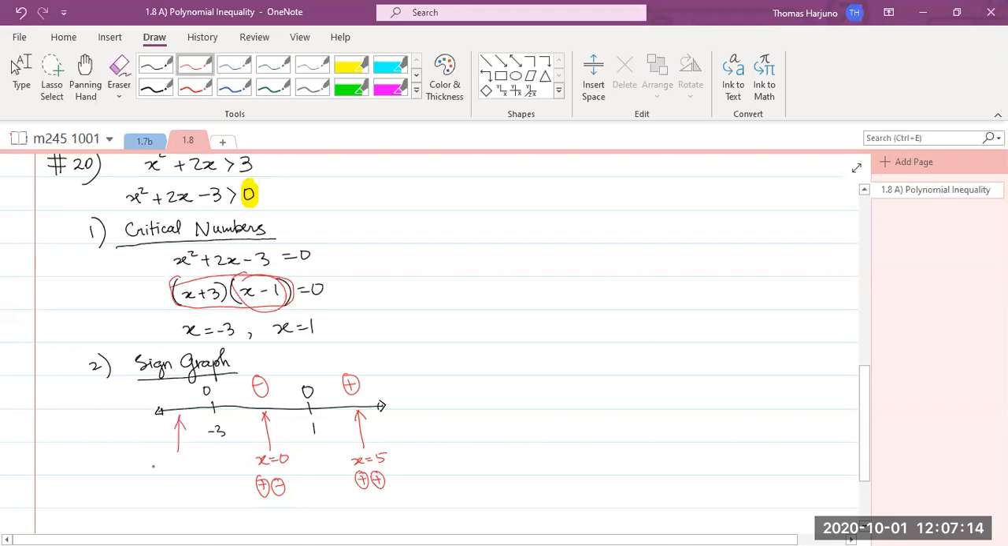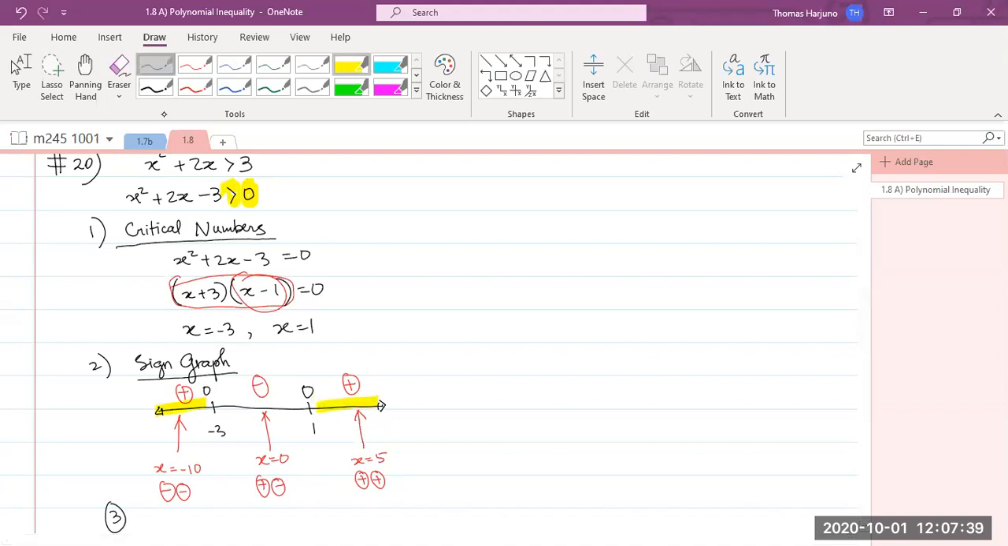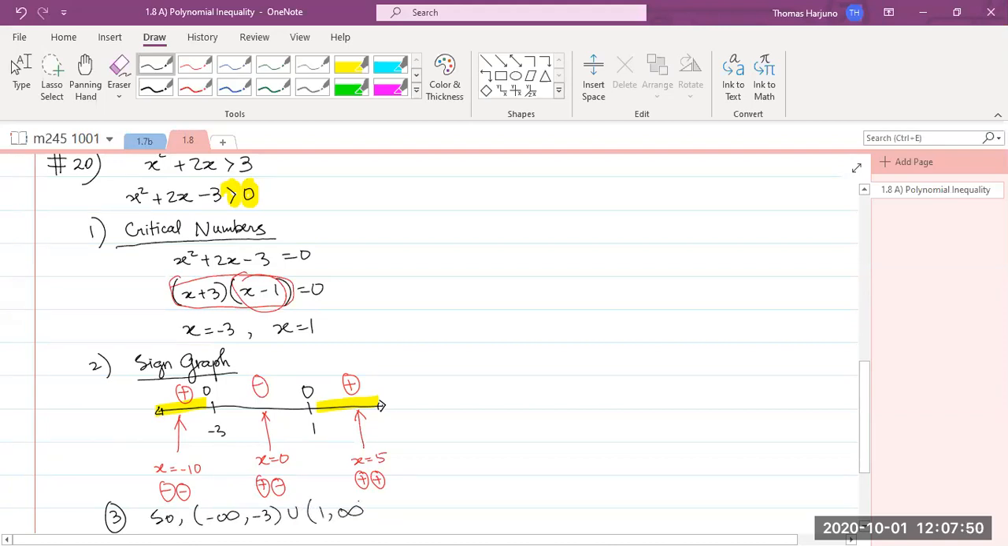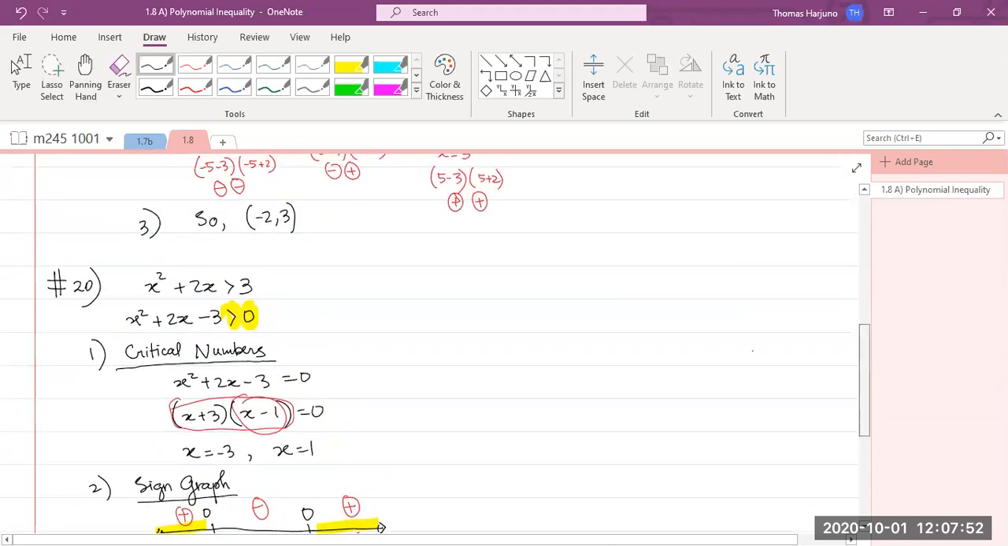Pick, let's say, x equals -10. -10 plus 3 is -7. -10 minus 1 is -11. Negative times negative is positive. So I need the one greater than 0. So I need the positive branch, not including 0. So the solution will be (-infinity, -3) union (1, infinity). Okay.